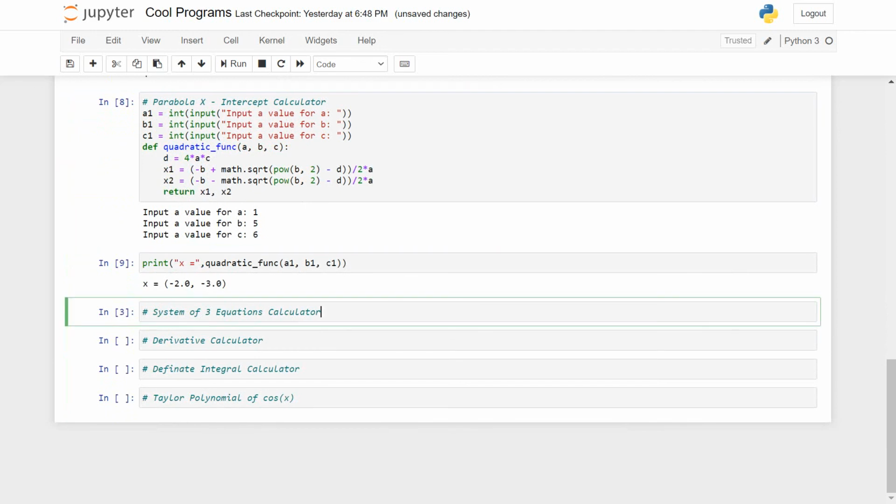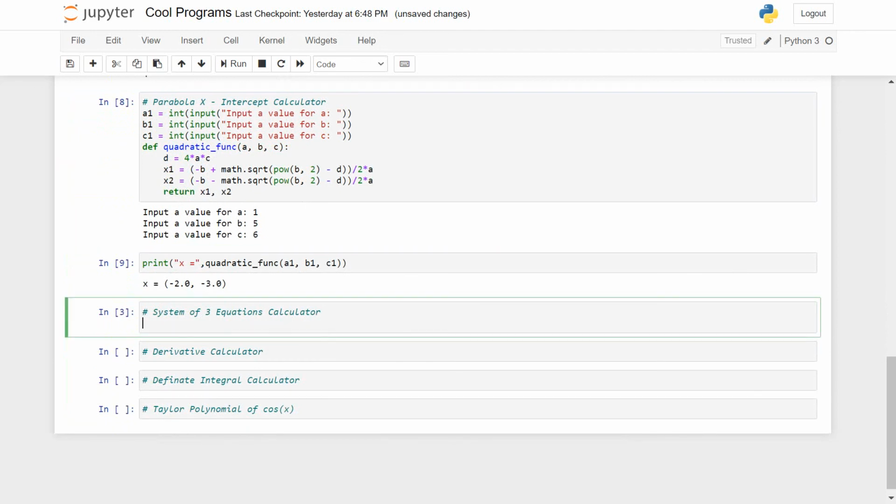Okay, so now let's go on to systems of equations calculator. In this case, a system of 3 equations. So let's define a function, we'll call it matrix 3, and we'll take in the variables A, B, C, D, E, F, bear with me here, G, H, I, and then sol, and then equal 1, equal 2, equal 3.